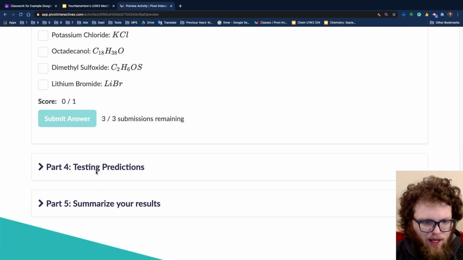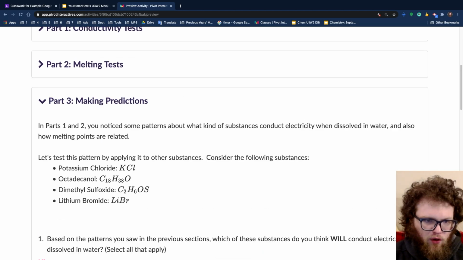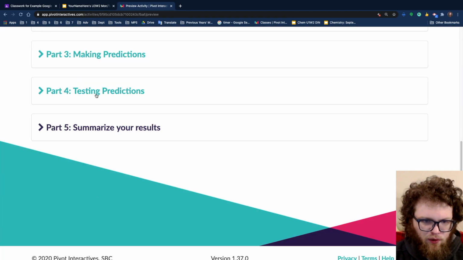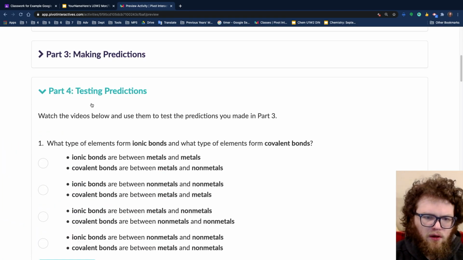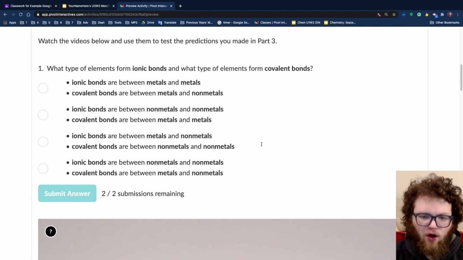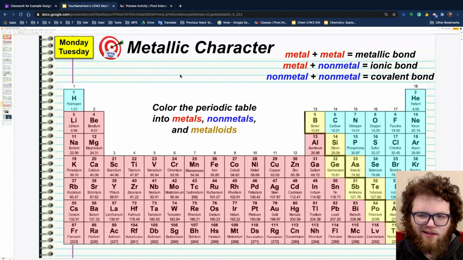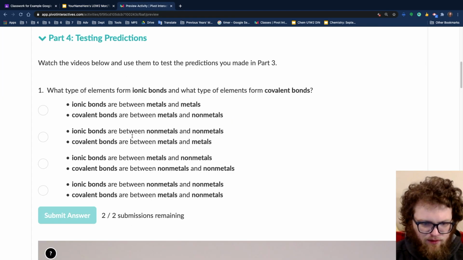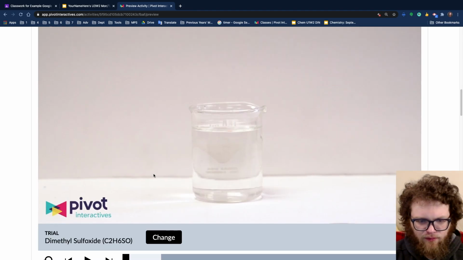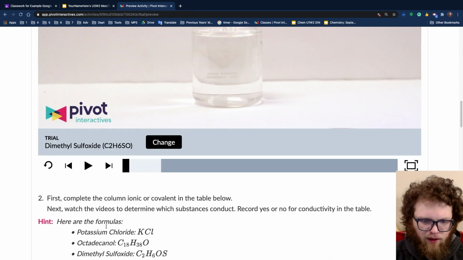Okay, now that we've made those predictions, we are going to test those predictions. So which type of elements form ionic bonds and which type form covalent bonds? Oh, this is asking us a question directly from these notes. So use these notes to answer this question, and then we will go from there.